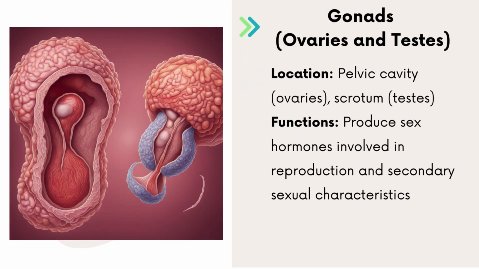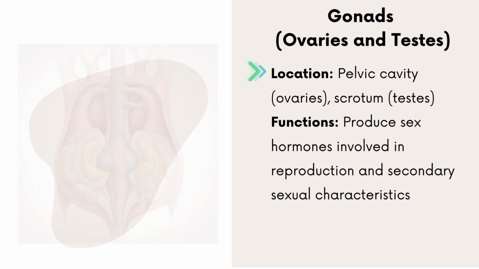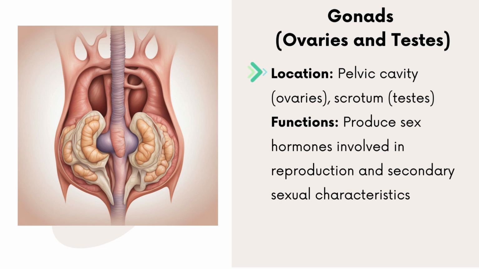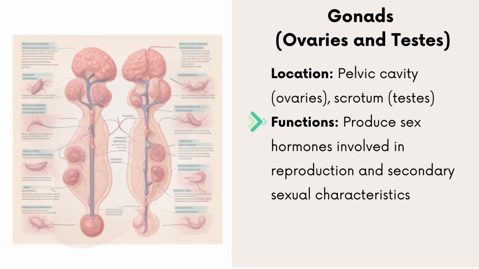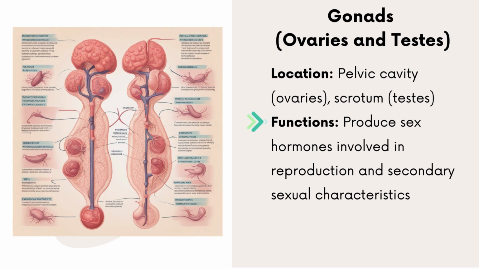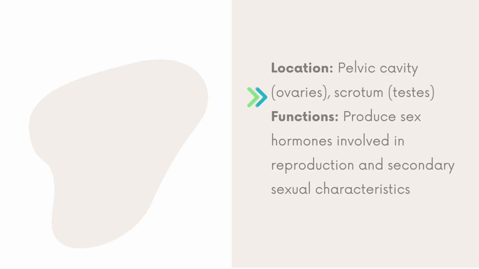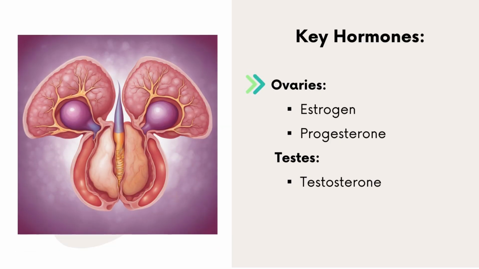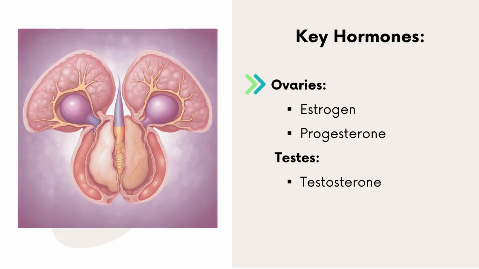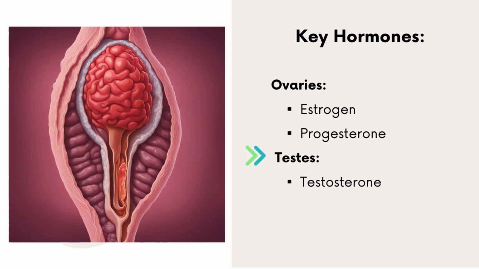7. Gonads: ovaries and testes. Location: pelvic cavity, ovaries in females, scrotum, testes in males. Functions: produce sex hormones involved in reproduction and secondary sexual characteristics. Key hormones: ovaries: estrogen, progesterone; testes: testosterone.